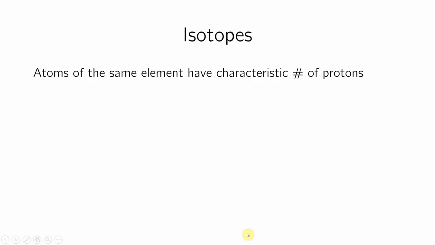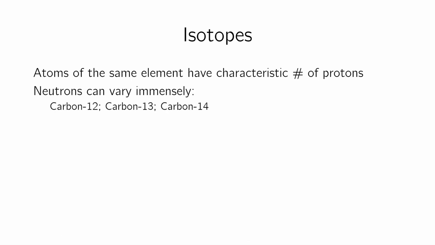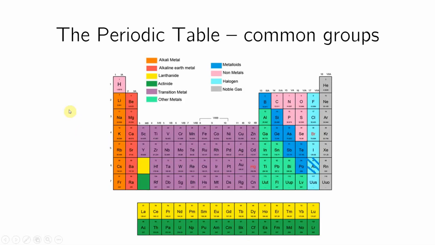Okay. Isotopes. These are atoms of the same element, meaning they all have the same number of protons, but they have a different number of neutrons. So let's look at carbon 12. This is the mass number. Carbon has a, let's look here.